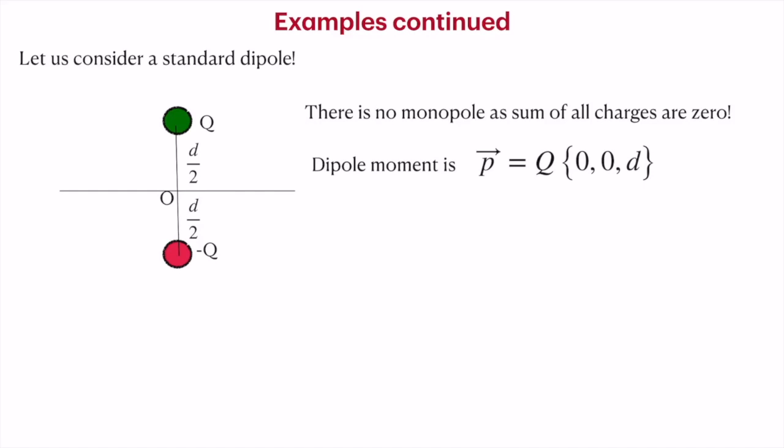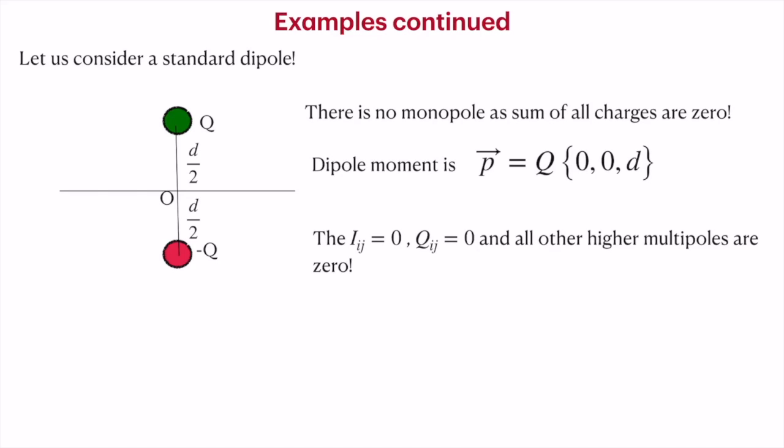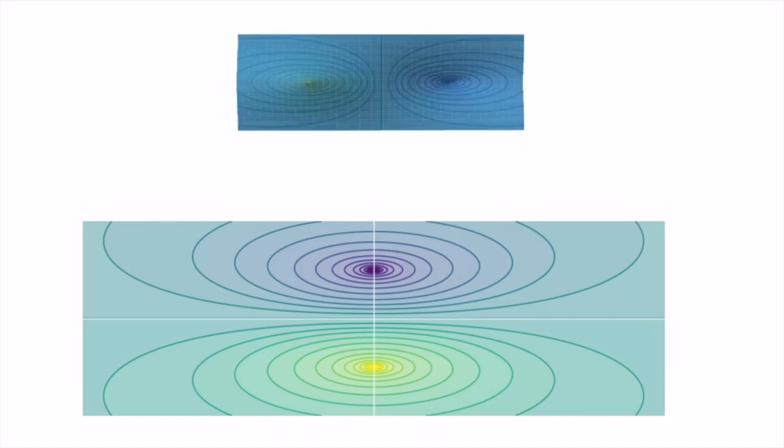So the dipole moment is simply defined as d, the distance of separation between them, times the q. You can clearly see that in this case all the higher Cartesian multipole moments are 0. That is what we call a standard dipole. We have seen that in the case of a spherical multipole moment, things are slightly different. Even a pure dipole has higher multipole moments, but in this case it is quite simple.